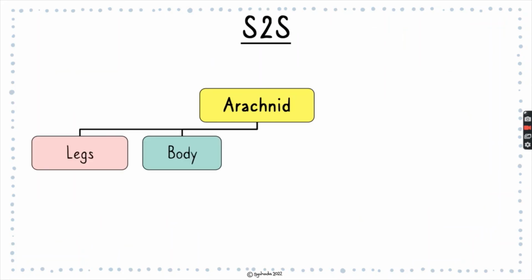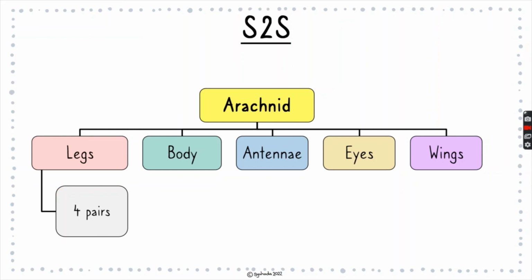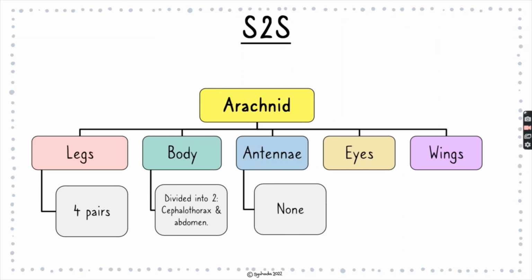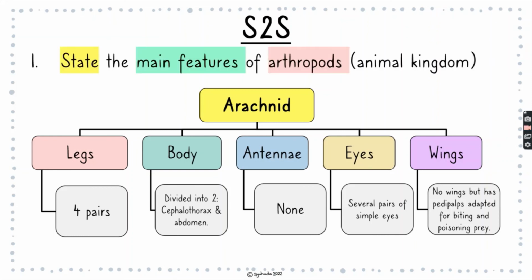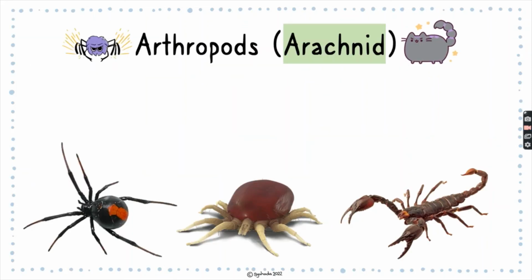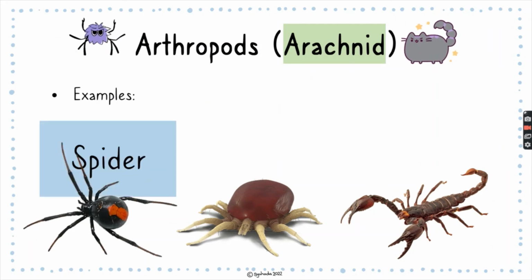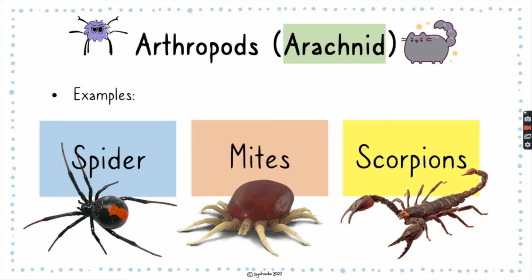Arachnids have 4 pairs of legs. Their bodies are divided into 2, the cephalothorax and the abdomen. They don't have antennae, but they do have several pairs of simple eyes. They don't have wings, but have pedipalps adapted for biting and poisoning prey. Examples of arachnids are spiders, mites, and scorpions.